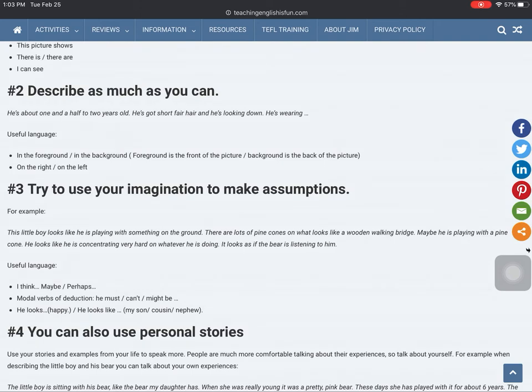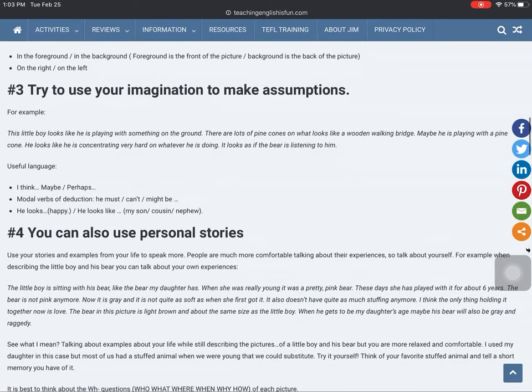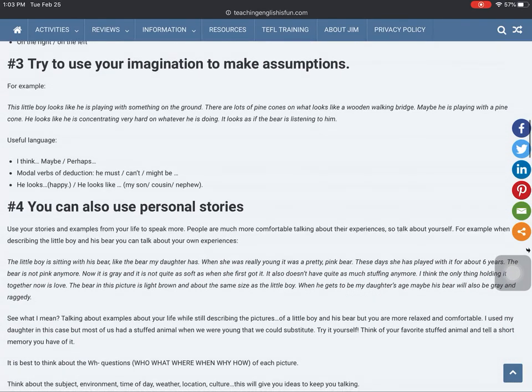The bear is sitting on the right of the picture. Now, try to use your imagination to make assumptions. This is step number 3. For example, you want to just imagine what's happening. You're trying to make a story from what you see.